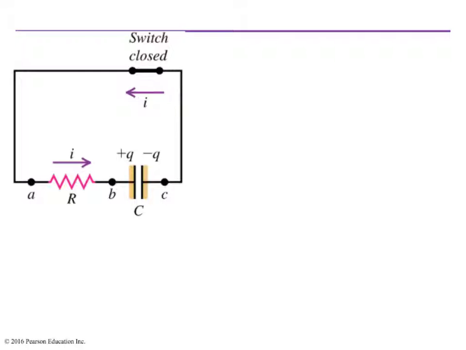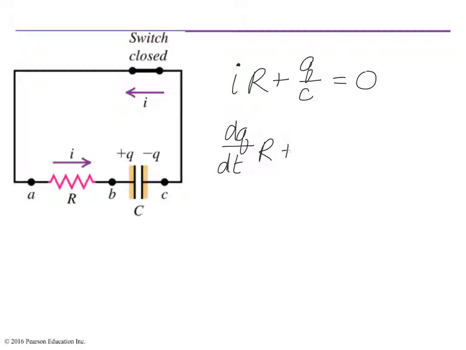Of course, as we go around the loop, we have the current through the resistor times the resistance as the potential across the resistor, and then the potential across the capacitor is Q over C, and those add up to 0. The current, of course, is dQ/dt, so dQ/dt times R plus Q over C equals 0. Now we want to rearrange this so all the Q's are on one side and all the t's are on the other.